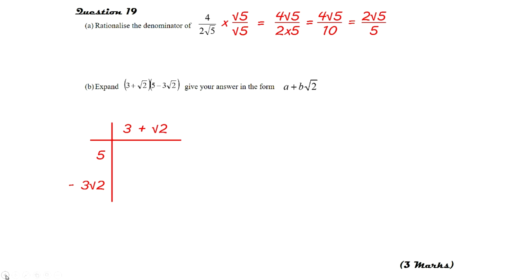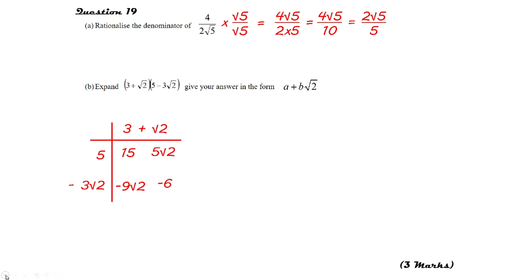So if I've got it laid out nice and clear in front of me, it minimises my chances of making a mistake. So we're going to start off then. 3 times 5 is 15. And then 5 times root 2 is 5 root 2. 3 times negative 3 root 2 is going to give me negative 9 root 2's. And root 2 times negative 3 root 2 is going to give me negative 6.